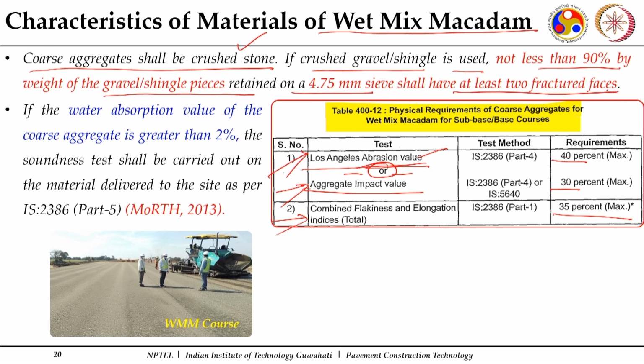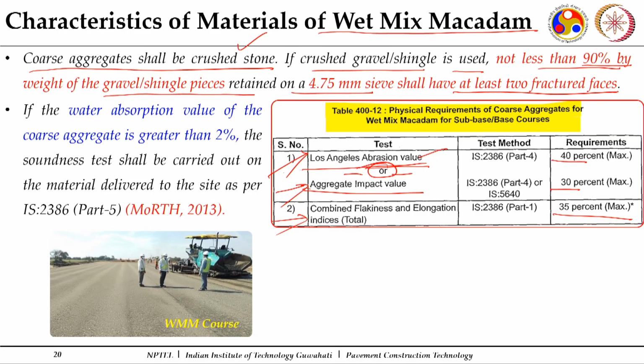Again, this important requirement is there when you are crushing it, because the shingles, the gravels, they need to be crushed down. When it is done at aggregate crushers from natural rocks, a good amount of crushed faces are generated. But when it is done for these shingles, slags, then you need to ensure that a good number of fractured faces are generated, and here it says 90% of the aggregates by weight should have at least 2 fractured faces, and this is tested for the material above 4.75 mm sieve size.